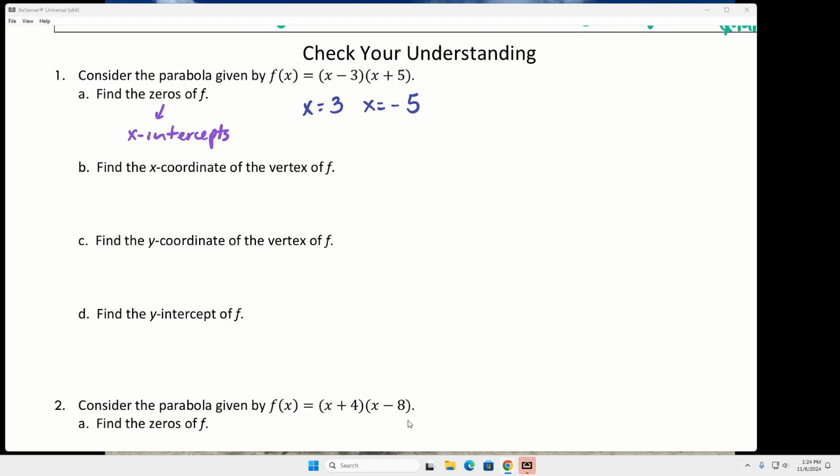So you already knew that the vertex is going to have to be halfway between your two x-intercepts. So let's jot that down. The vertex is halfway between x-intercepts.